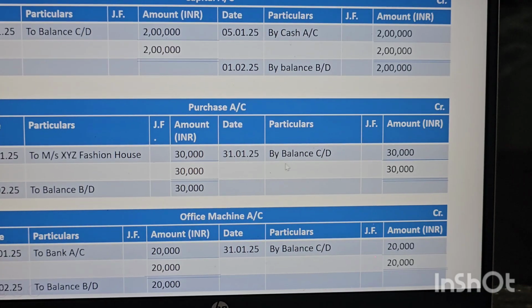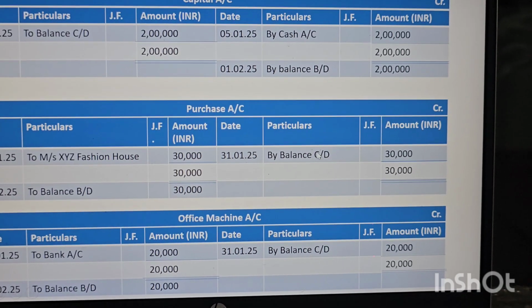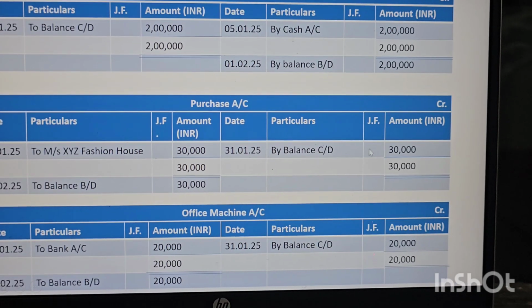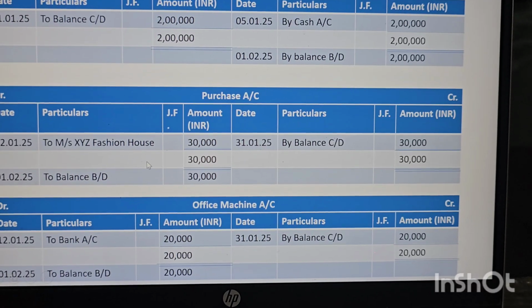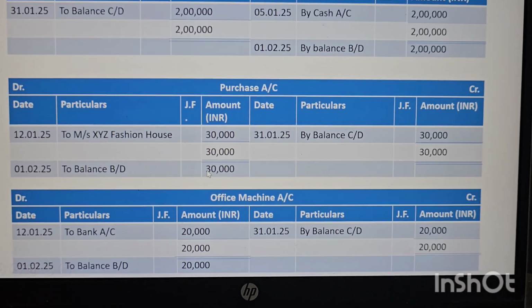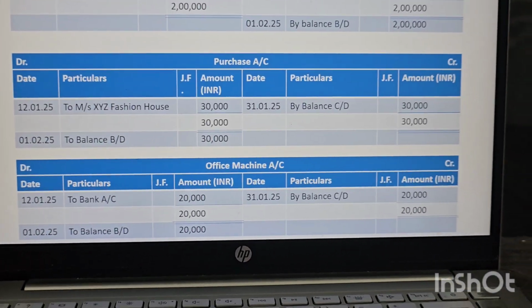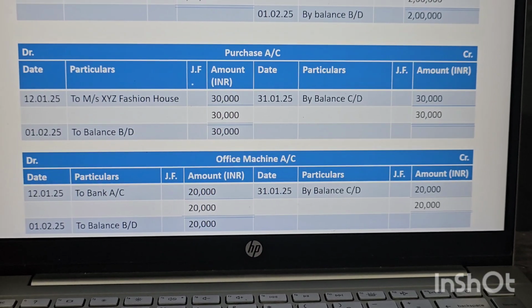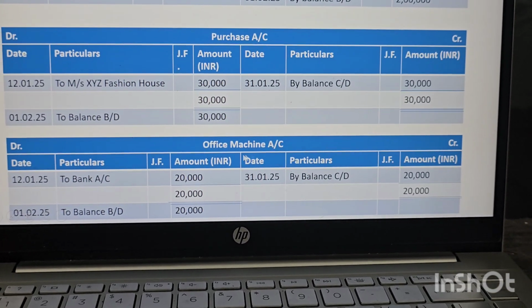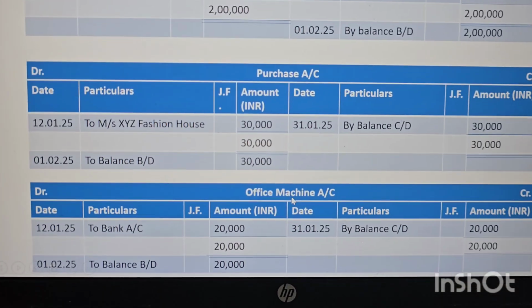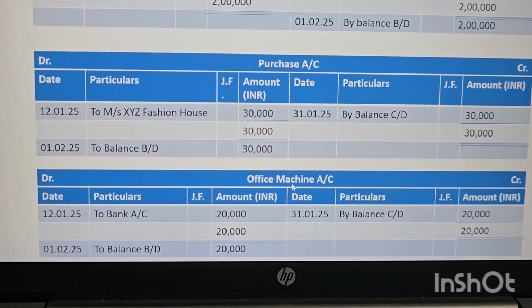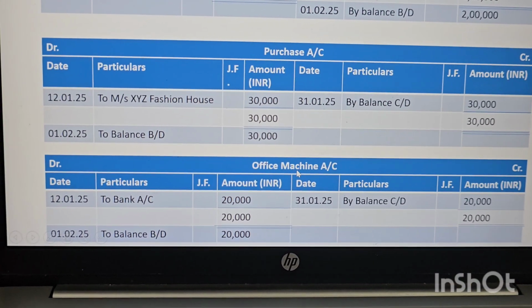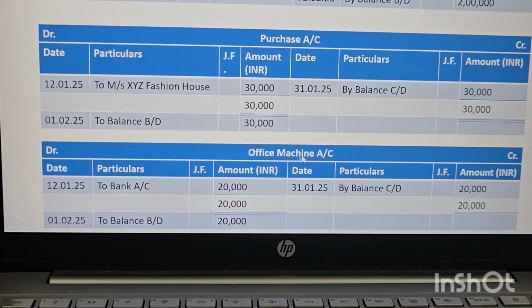We have the balancing amount being transferred on the credit side as carried down, and this same carried down amount has been transferred as the brought down number for the next month. Now if I look for the similar transaction for the machine account, so what should be the total?